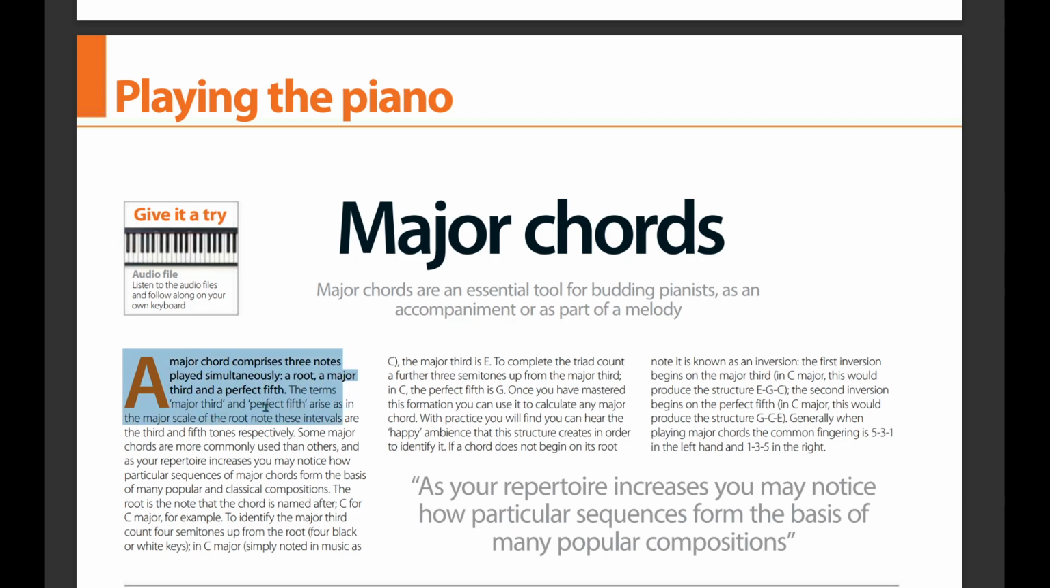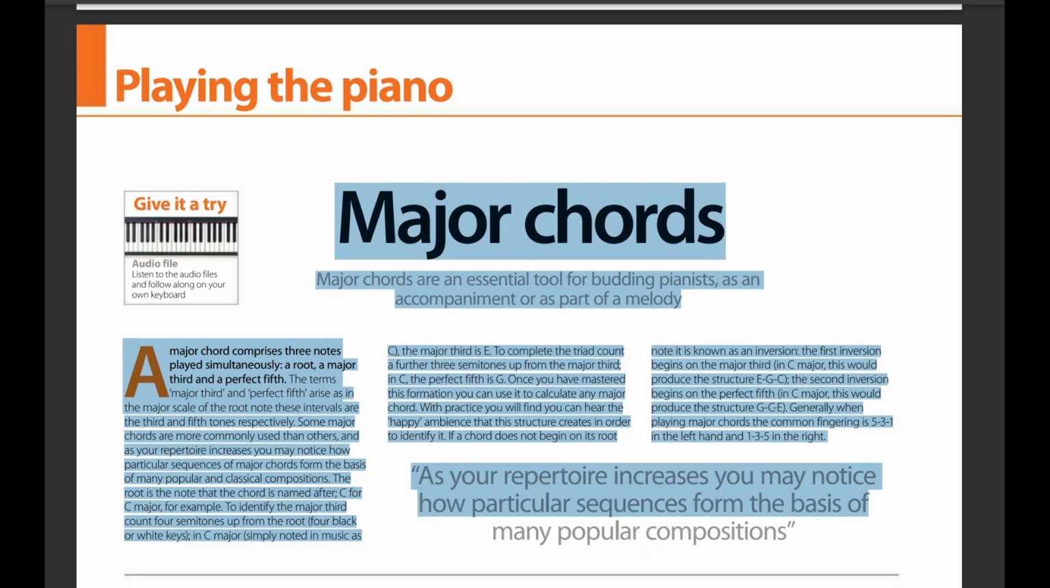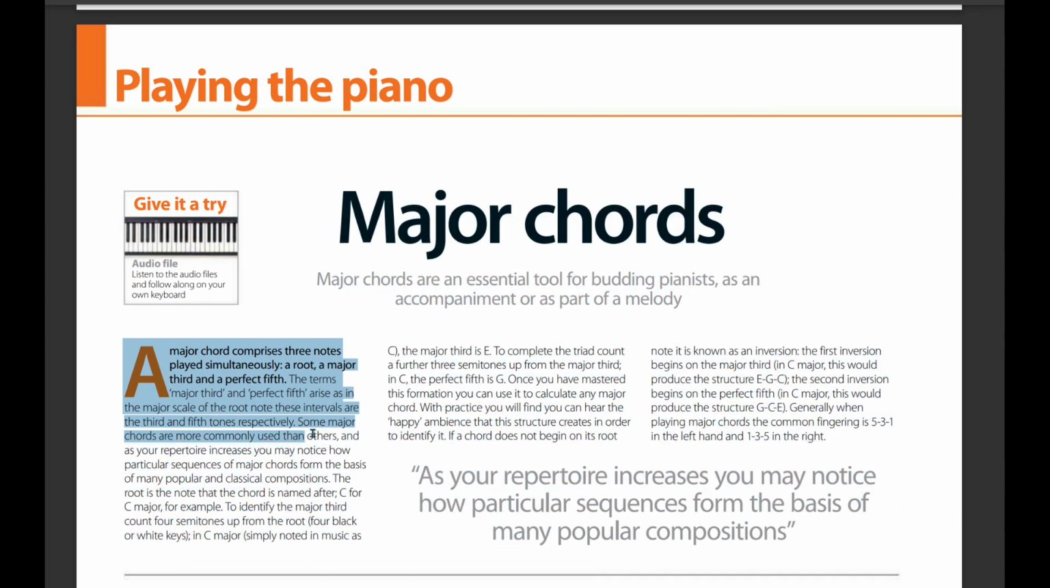The major third and the perfect fifth arise in the major scale of the root note. These intervals are the third and fifth notes respectively. Major chords are more commonly used in music, and as your repertoire increases, you may notice how particular sequences of major chords form the basis of most songs. The root is the note the chord is named after.